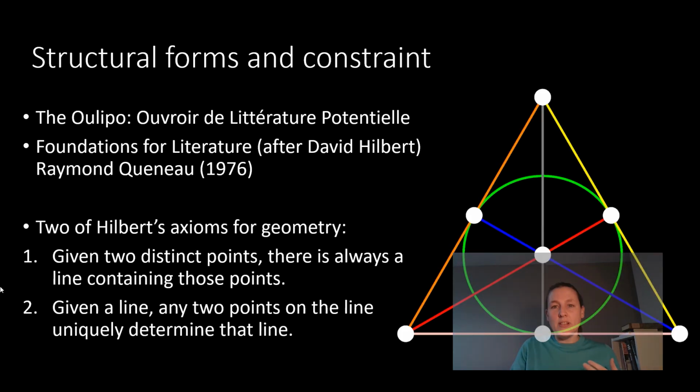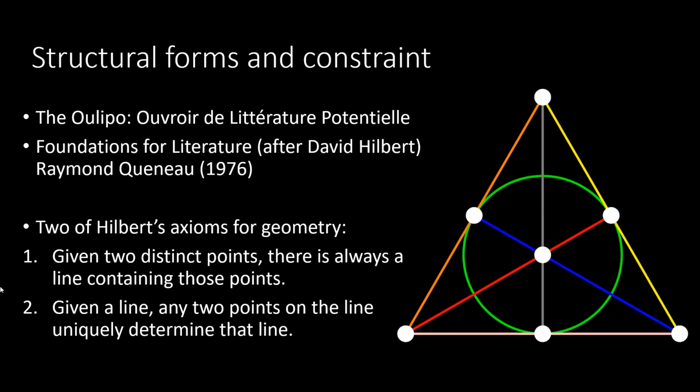So I want to just give an example here of two of the axioms that David Hilbert had in his Foundations for Geometry, which was what Queneau was kind of parodying in his Foundations for Literature. So these two axioms then are, and there are lots of axioms, but these ones are that given two distinct points, there is always a line containing those points. And given any line, any two points on that line uniquely determine that line. So two points lie on one and only one line.